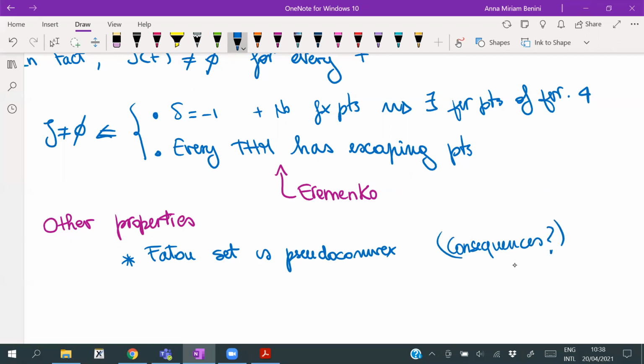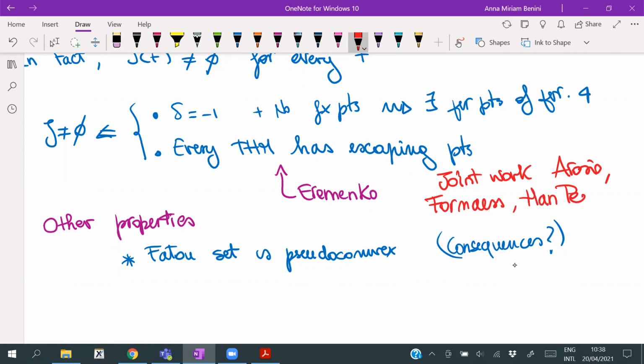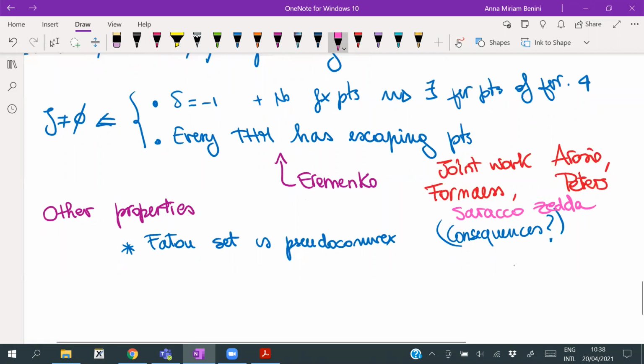And I forgot something super important. Let me write it in red. Most of what I'm telling you today is joint work with Leandro Arosio, John-Eric Fornaess, and Han Peters. Oh, sorry, Han. Well, you're present, so you deserve your name to be written, but let me just be homogeneous. And Han Peters. And the very last part is joint work with Alberto Saracco and Michele Azzetta. Okay, so it's mostly with the red people, but the last part is with the pink ones.